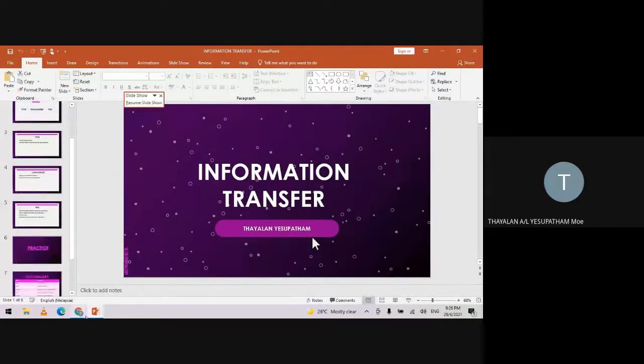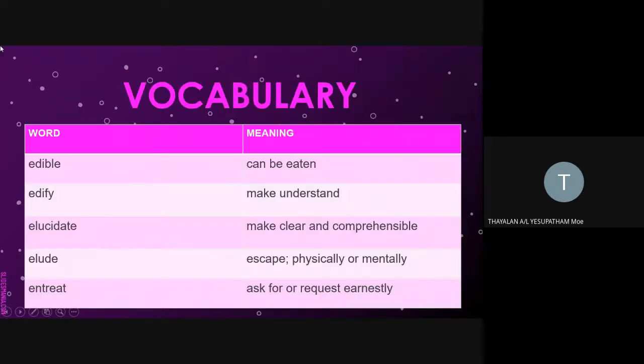Now, let's move on. Okay, we have vocabulary. Now, the 5 new words for today. The first one, today will be at alphabet E. Edible, can be eaten. Edify, to make understand. Elucidate, to make clear and comprehensible. Okay, I was elucidating the methods to handle information transfer, for example. Elude, to escape physically or mentally. And lastly, to entreat, which is to ask for or request earnestly.